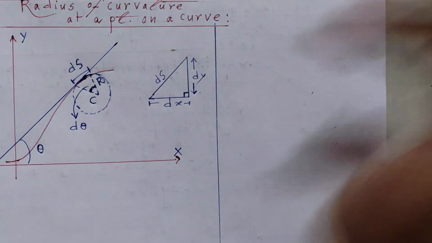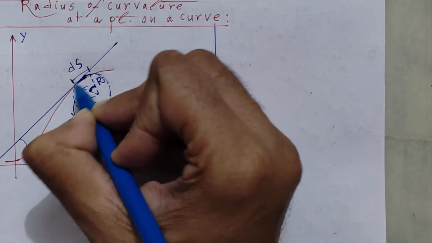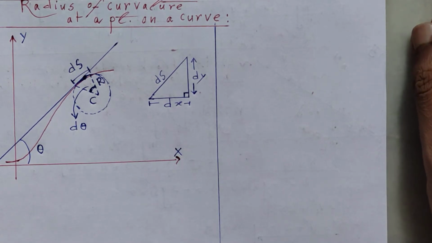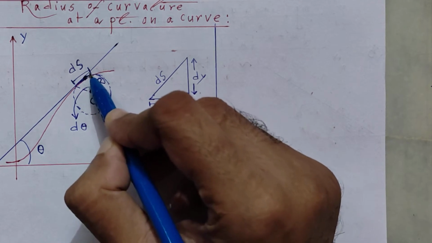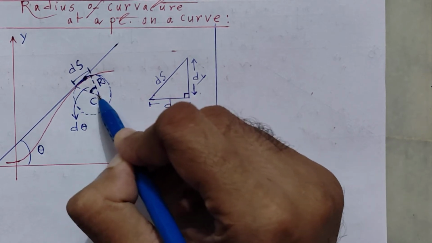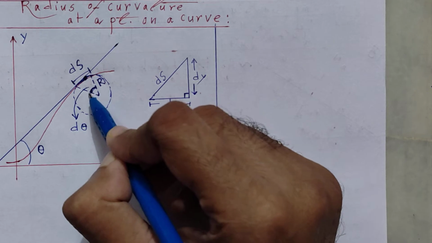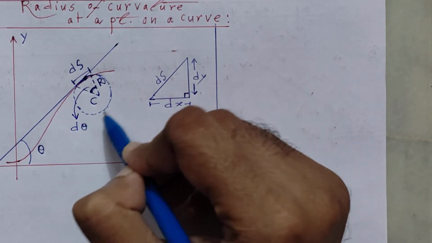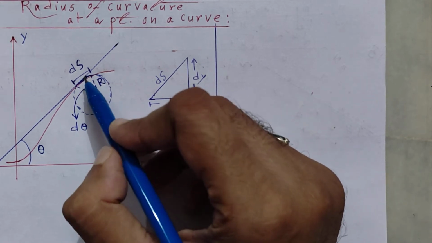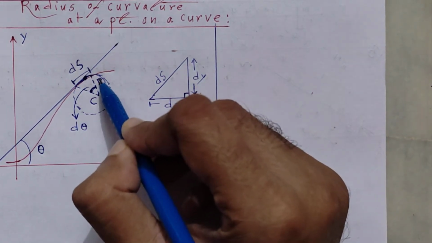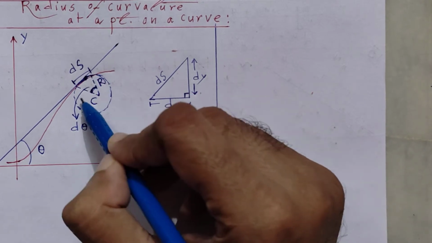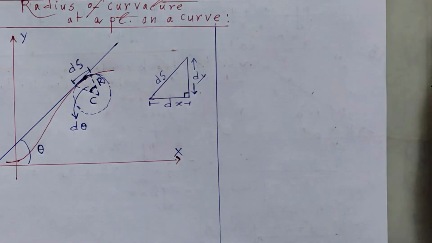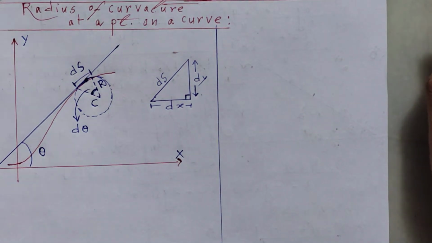Now if I consider a very small part of the curve ds, as you know a small part of a curve is a straight line. So that ds subtends, if I just draw the 2 points of the curve, they meet at this particular point. So it subtends some angle d theta at the center C of this circle. So basically this ds is a part of this particular circle whose radius is capital R. Our goal is to determine this capital R, which we call the radius of curvature.